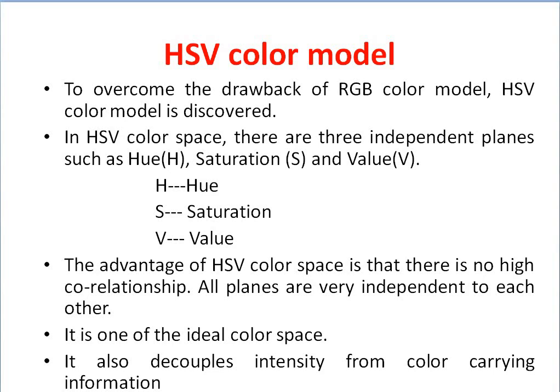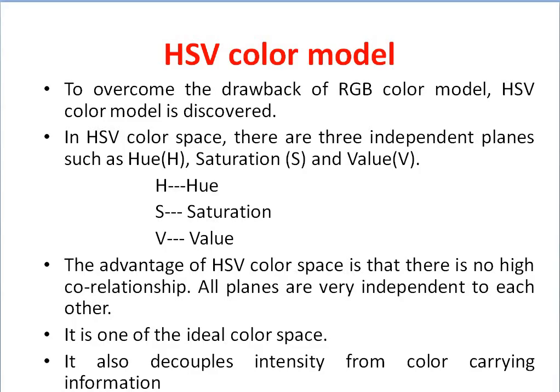Hello friends, in this video lecture we are going to discuss the color model called the HSV color model. In image processing systems, it is very convenient to specify colors. One drawback of the RGB color model is the high correlation among the pixels of the RGB planes. To overcome this drawback, a new color space was discovered, and that color model is called the HSV color model.